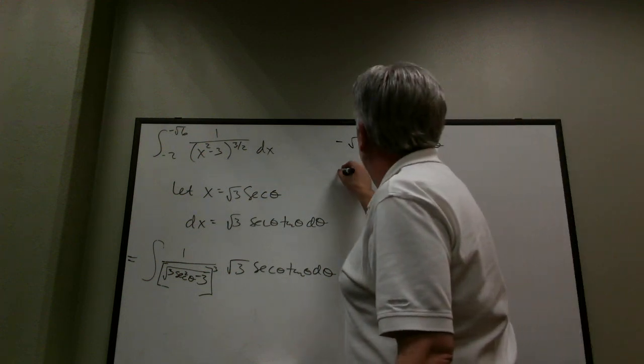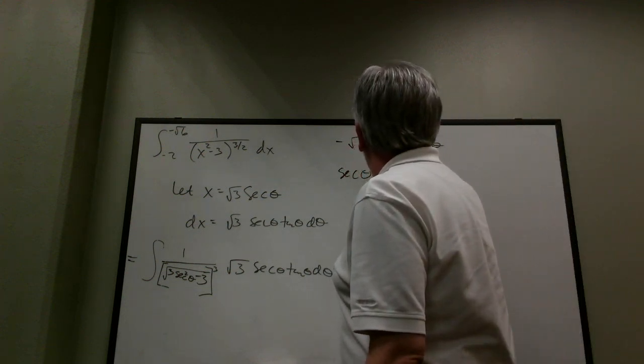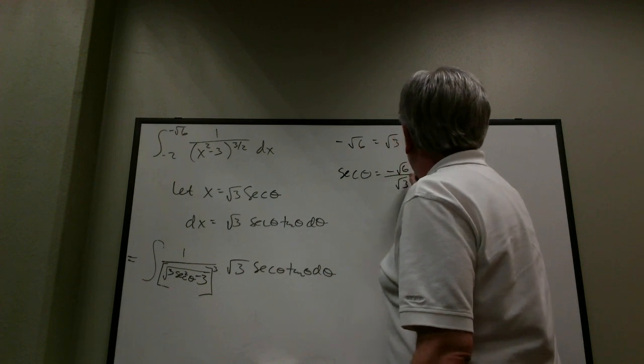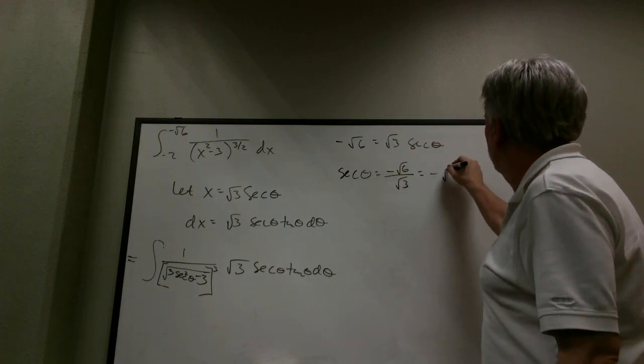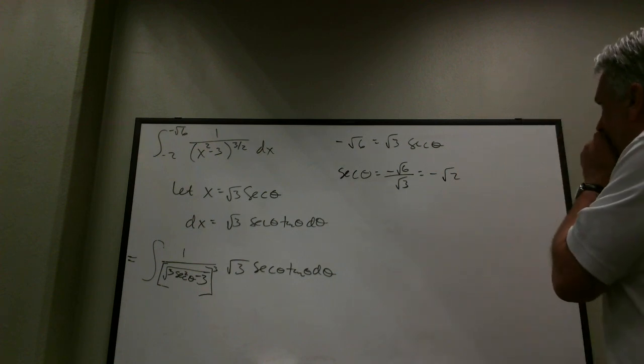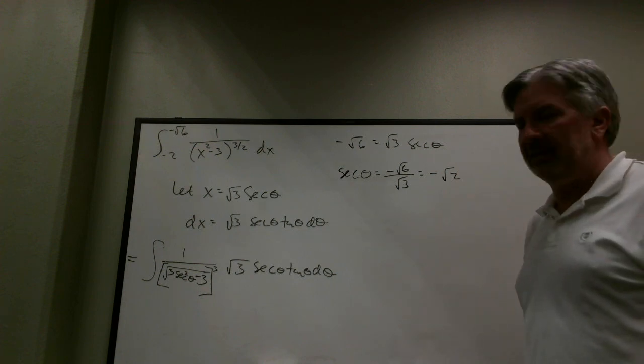So secant theta is minus root 6 divided by root 3, but a root divided by a root is a root of a quotient, so that's just minus root 2. So we have to find the theta here.